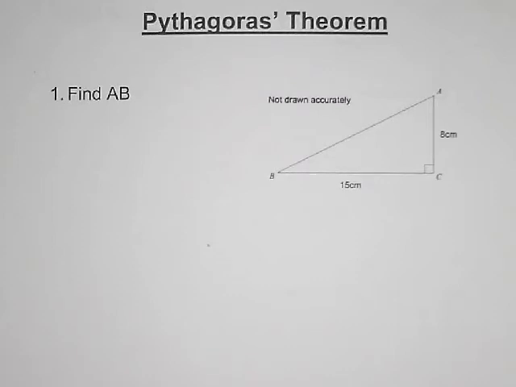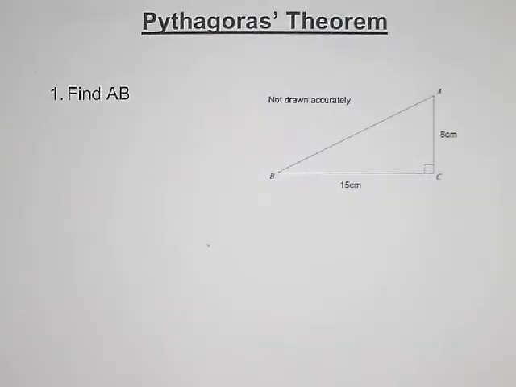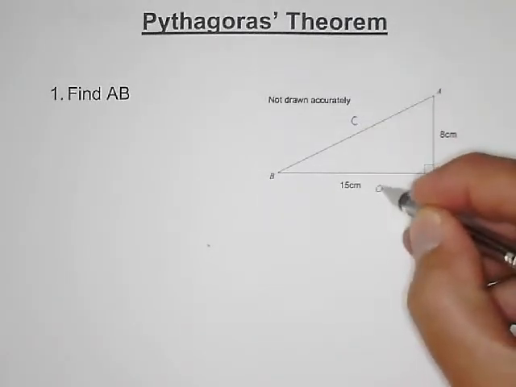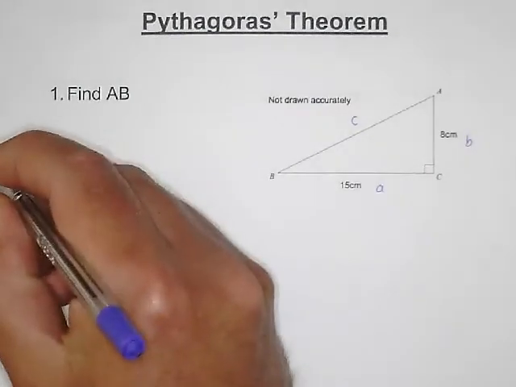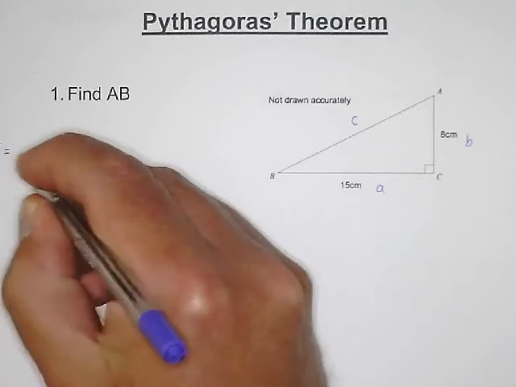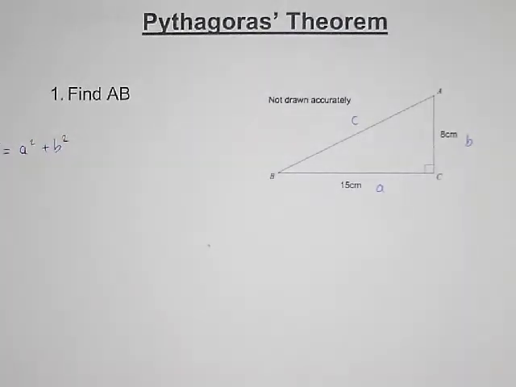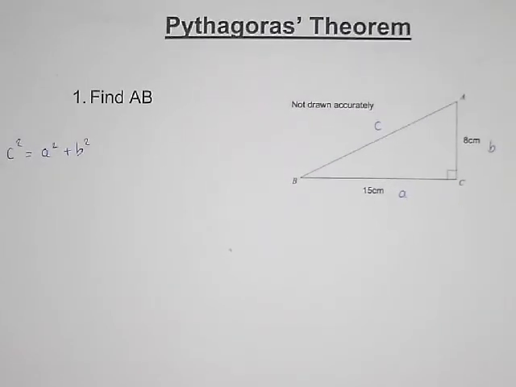Okay, here's the first question on Pythagoras' theorem. It asks us to work out the length of AB, which is in this case the hypotenuse. So we label up our triangles with C being the hypotenuse and A and B are the other two sides. Pythagoras' theorem states the hypotenuse squared equals the sum of the square of the two remaining sides. So C squared equals A squared plus B squared.